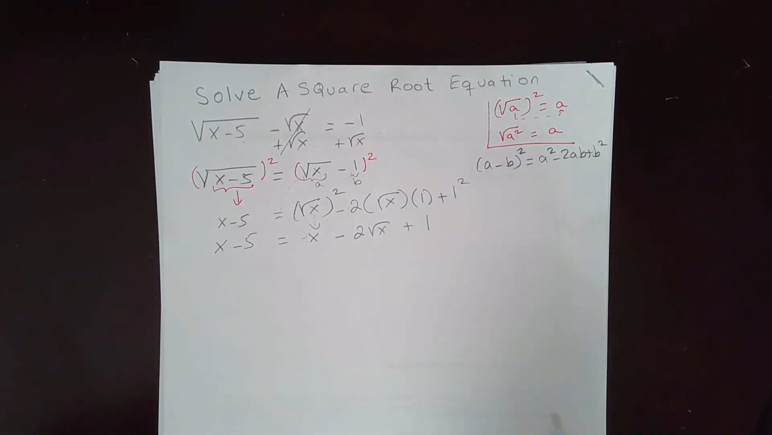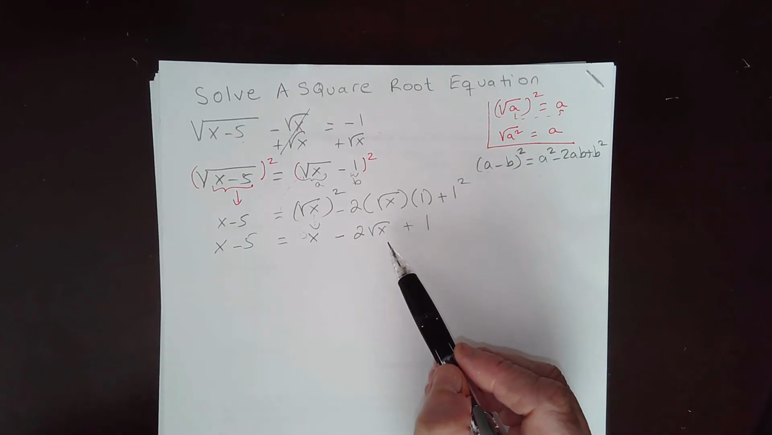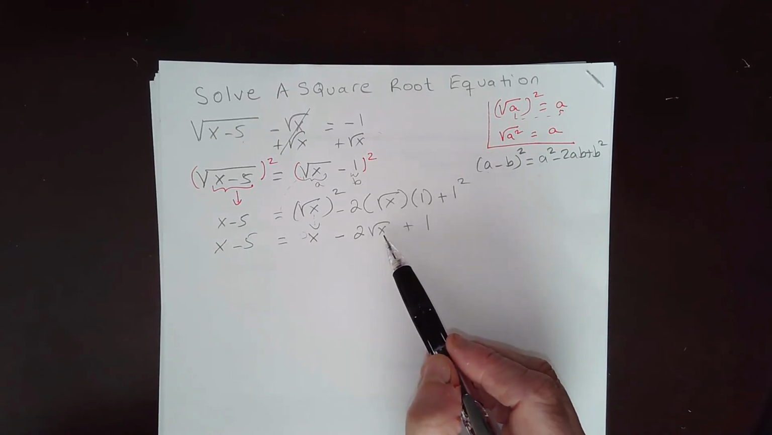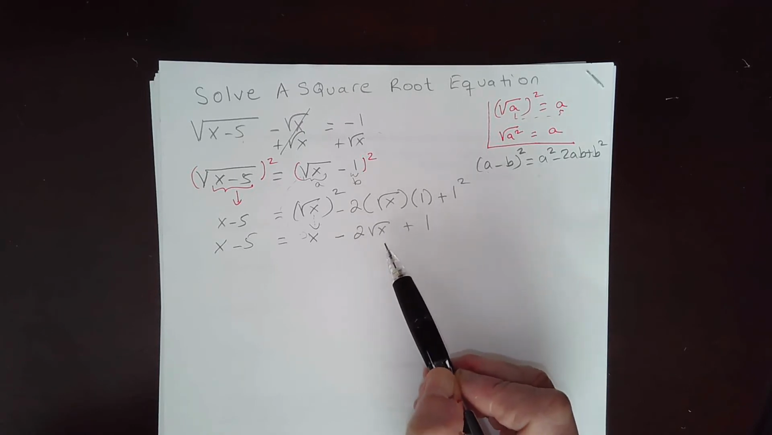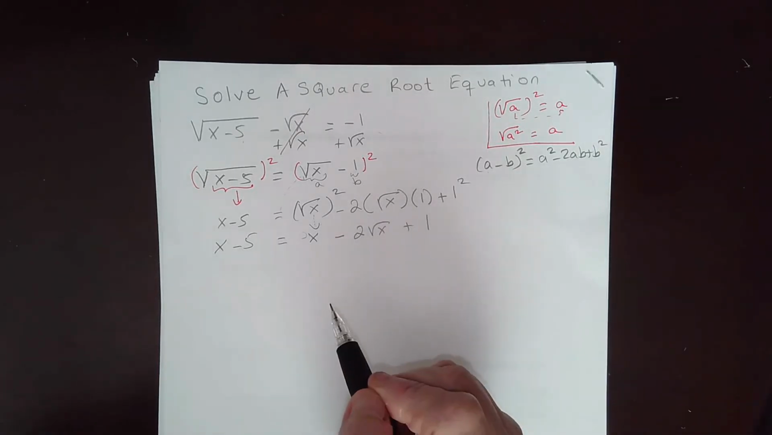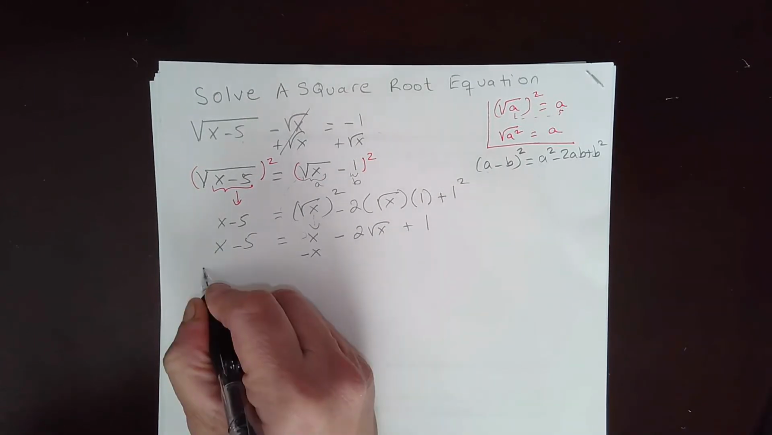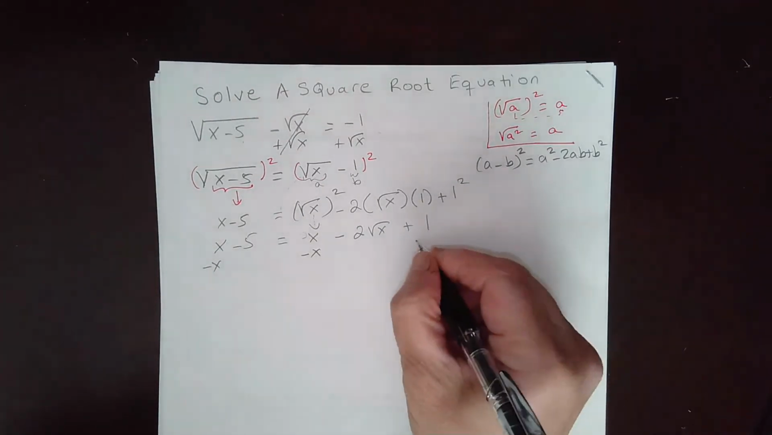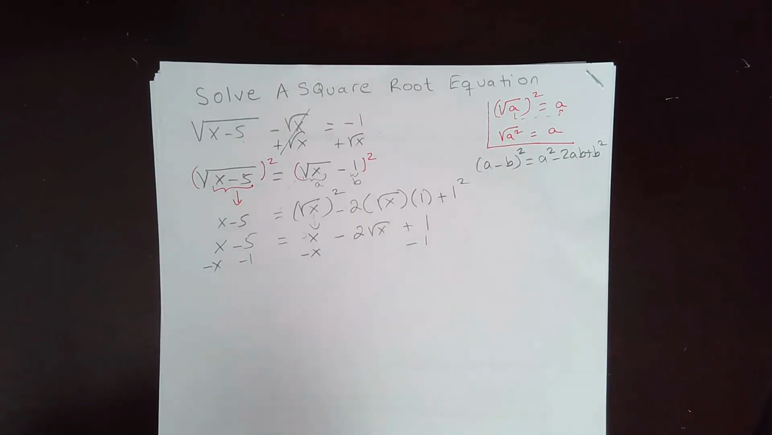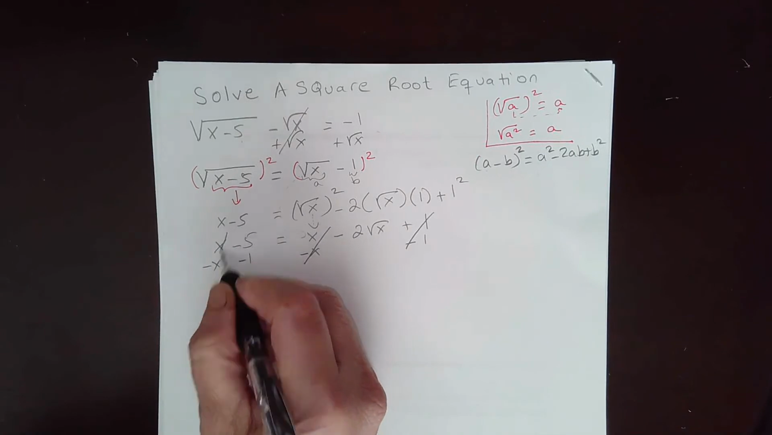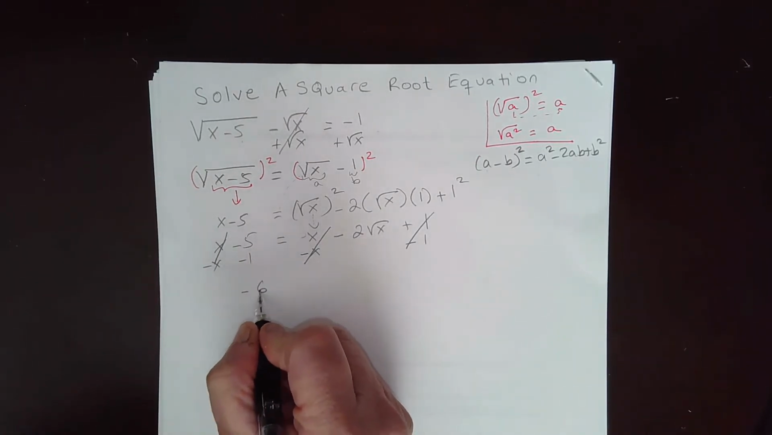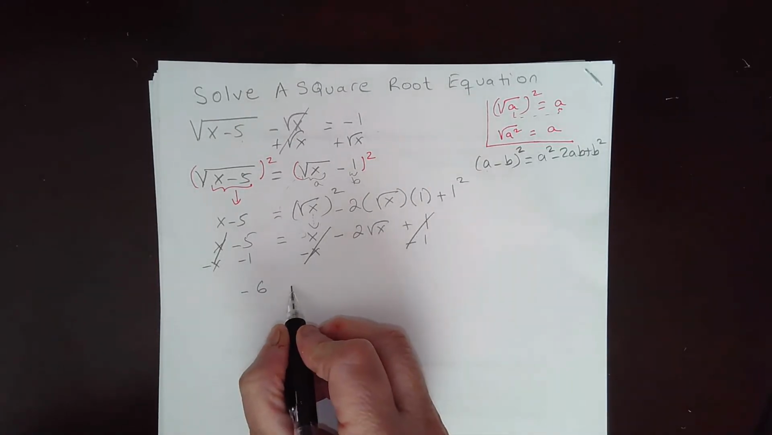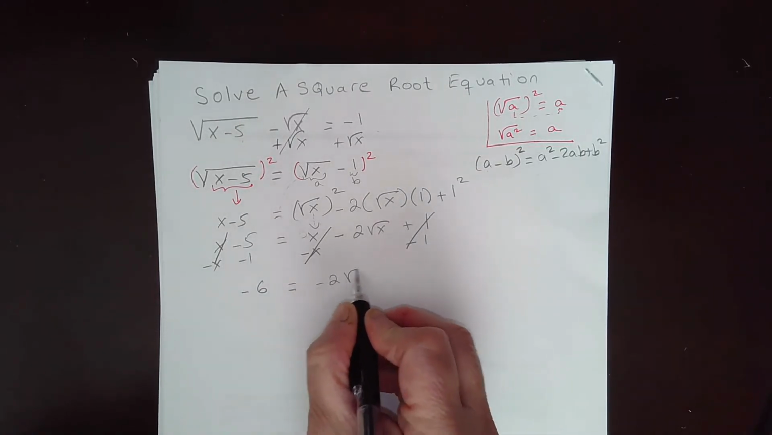Now we're not done yet. We still have a radical in here. So we have to isolate this and then raise it to the second power. So we need to isolate this. So if we subtract x on both sides and we subtract 1 on both sides, so this would cancel and this would cancel, and in here, the x's are going to cancel as well. You have negative 5 minus 1, that's negative 6, and that is equal to negative 2 square root of x.